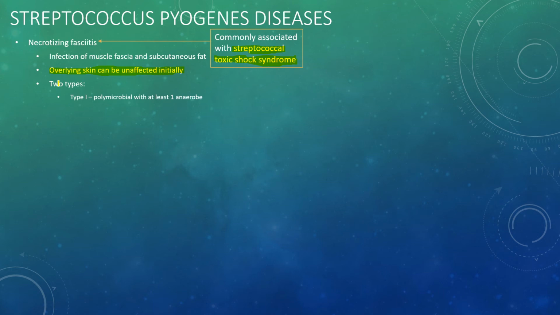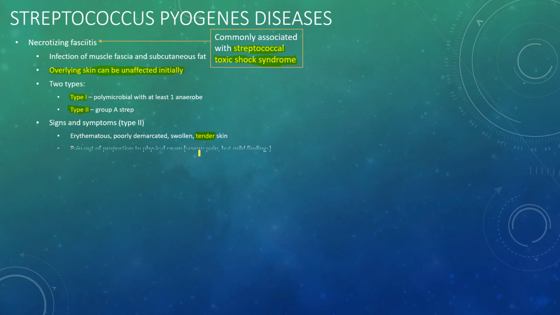So there are two types. Type 1 is polymicrobial with at least one anaerobe, and type 2 is one we'll be talking about, group A strep. So what are some signs and symptoms here? We have erythematous, poorly demarcated, swollen, tender skin. This resembles cellulitis, but cellulitis won't be as tender as necrotizing fasciitis will be.